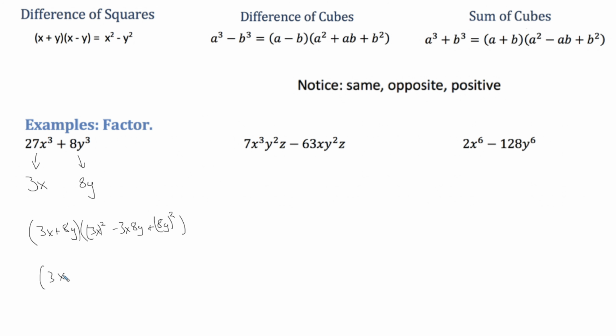Doing some of that multiplication there, we have 3x plus 8y, and this is going to be 9x squared minus 24xy plus 64y squared.